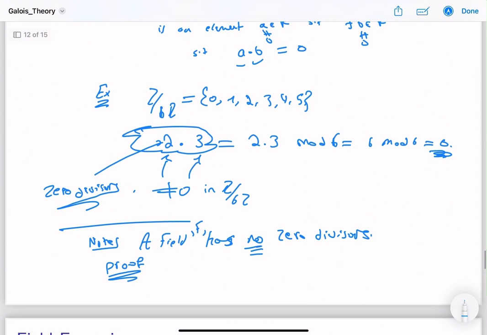So let me just tell you what the proof of this is. So a field F has no zero divisors, and here's the proof. Suppose there exist a and b that are both non-zero in F, and suppose that a·b is equal to 0, meaning suppose that F has zero divisors. This is what we're supposing. If F has zero divisors, then it must be that there are two elements that are non-zero and they multiply out to 0.